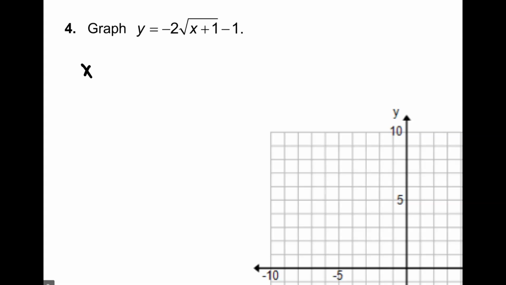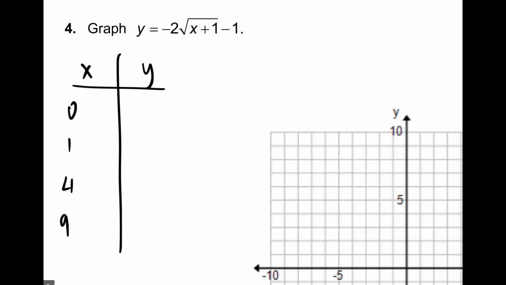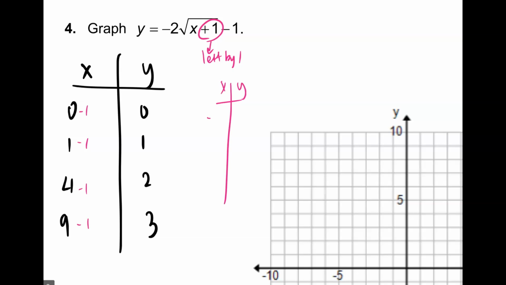We're starting with the parent points. No matter what, you always start with this one, for square root. So what is this plus 1 doing? Left by 1, so I'm going to subtract 1 from all my x's.